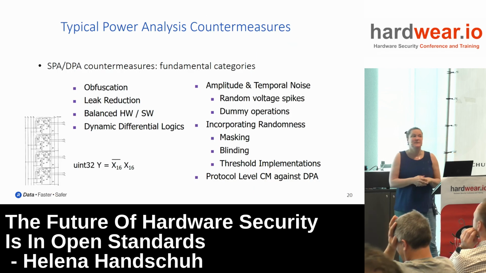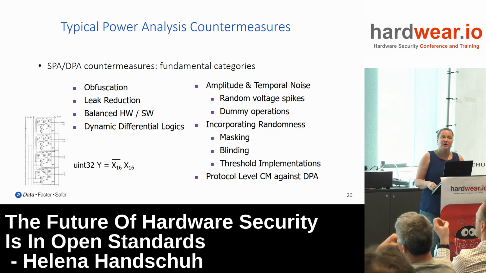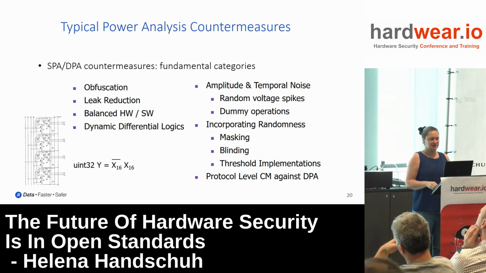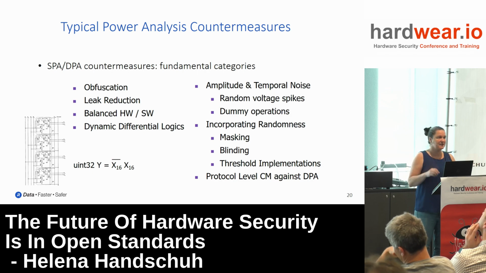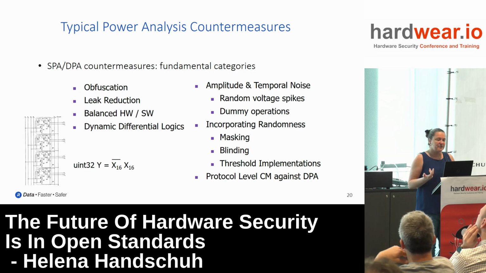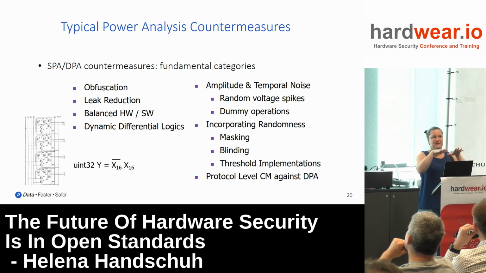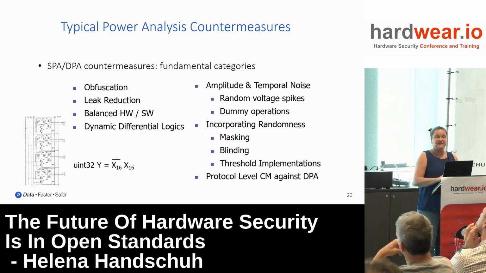All right, so now what do we do to try to protect against this? Well, in the typical power analysis countermeasure world, there are a number of things you can do. You can try to obfuscate a little bit what you're doing. You can try to reduce how much the hardware actually leaks. You can implement so-called balanced hardware or software and dynamic differential logic. So you have essentially 2 rails that do the opposite of each other, so that it compensates every time you send a signal through them. And that's kind of at the design level on the left-hand side.